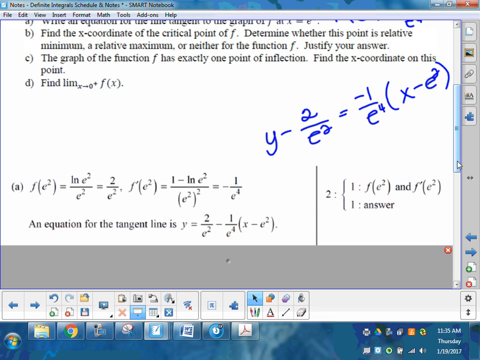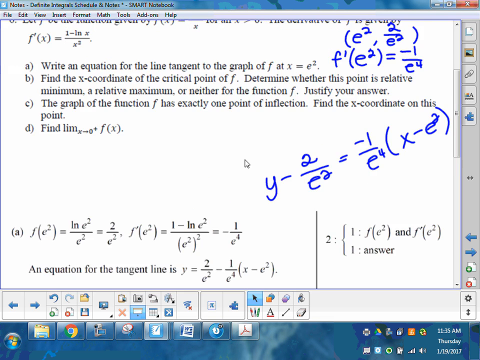If you reach those benchmarks, that's it. On the right-hand side, you get 1 point for evaluating out the function and the derivative at e squared. And your final answer is the other one. Questions on that? 2 points. You actually all should be able to get a minimum of 3 on this.